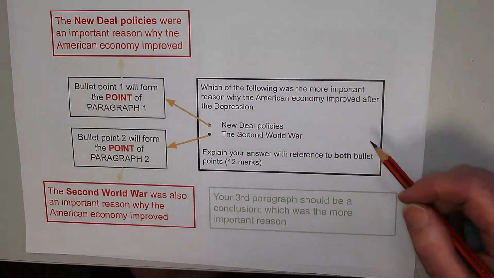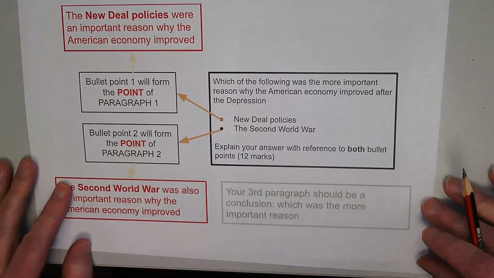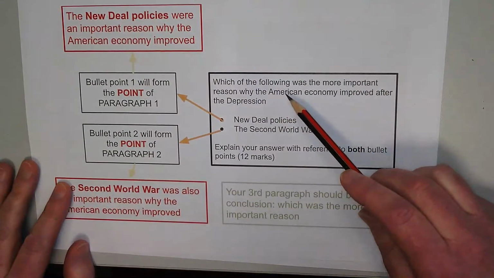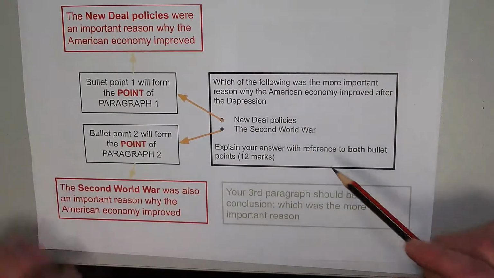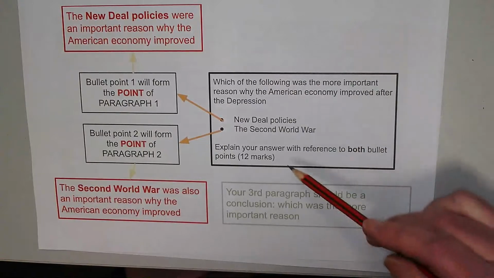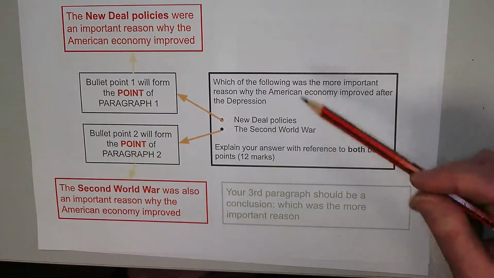Hi, here to talk about how to answer a 12-mark question on the America paper. So the question, here's an example, always asks you to compare two things and then say which is the most significant. It's a 12-mark question, so you should think in terms of three paragraphs.